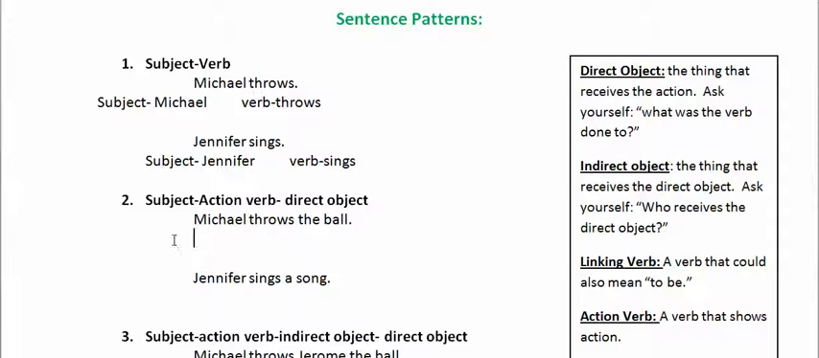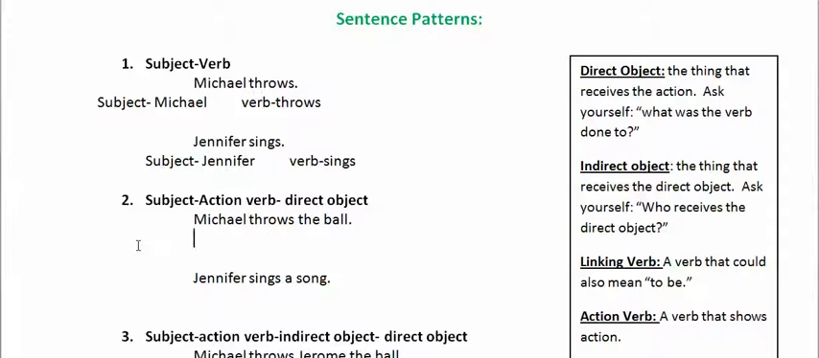Okay, the next sentence pattern is subject, action verb, direct object. As we learned in the Brain Pop video, the direct object is the thing that receives the action. So if I'm looking at this sentence, I see what is receiving the action. The ball is receiving the action. So the ball is the direct object.